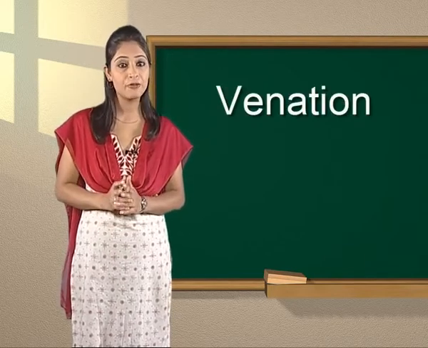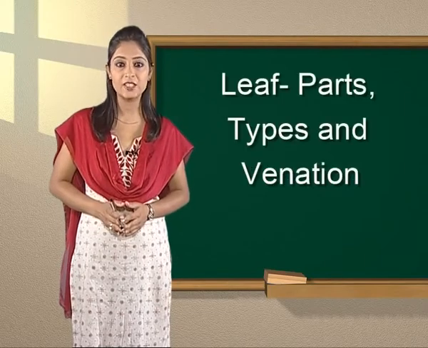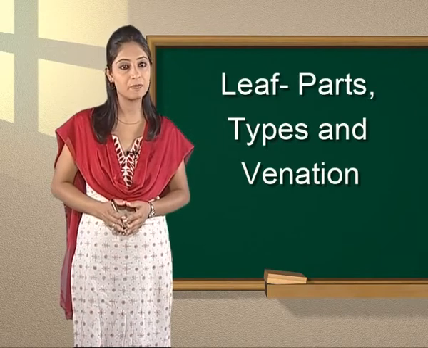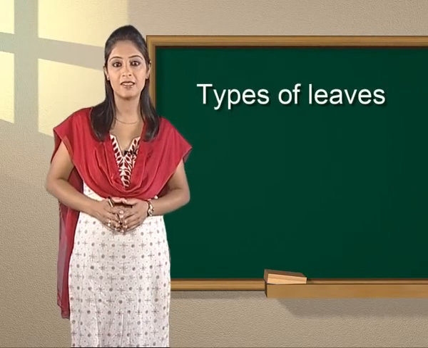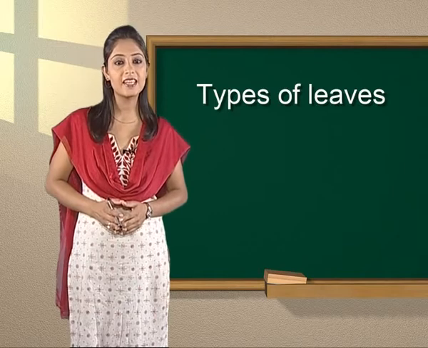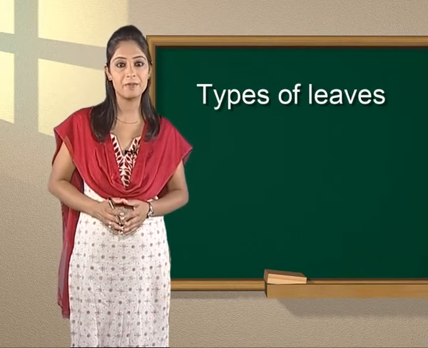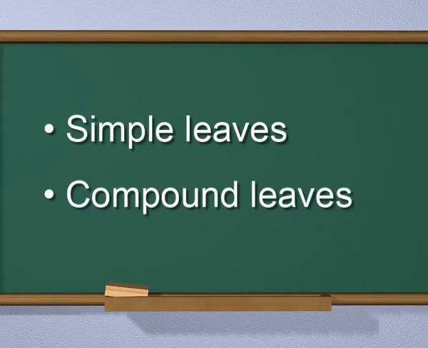Students, this was about venation. You studied different types of vein patterns present in different plants. This is a very important attribute possessed by plants which helps in identification of different plant species. Let us now learn about the various types of leaves in plants. Let us discuss these in detail. Leaves are of two types: simple leaves and compound leaves.